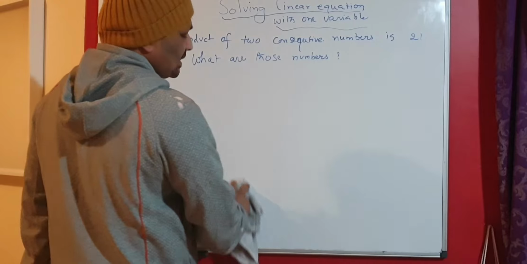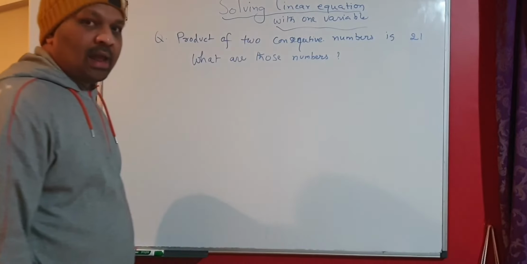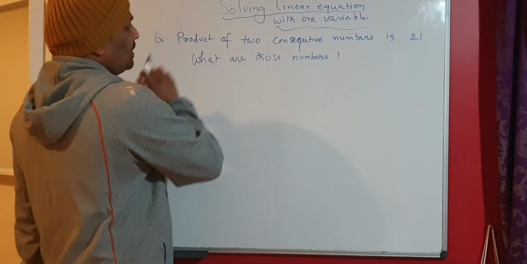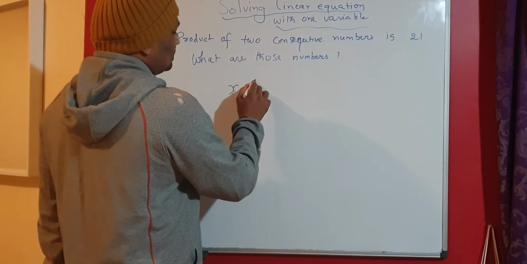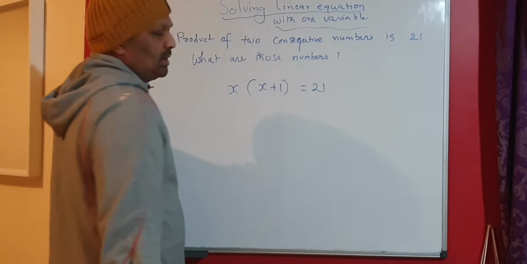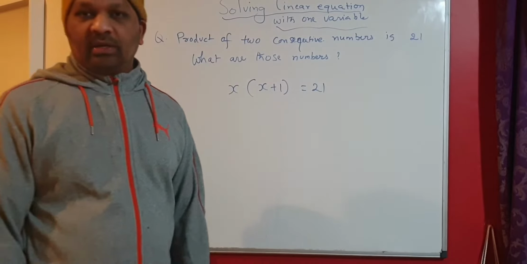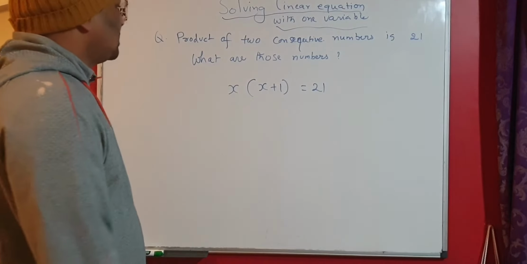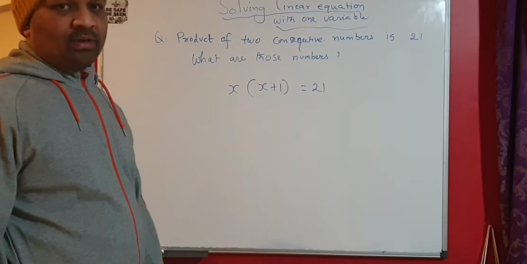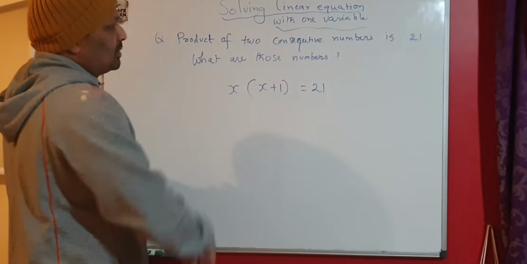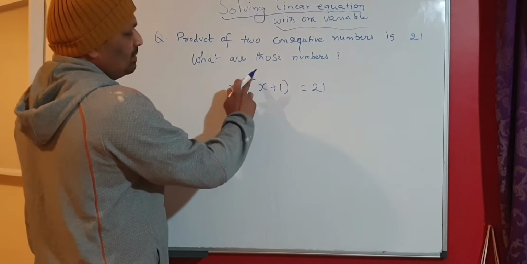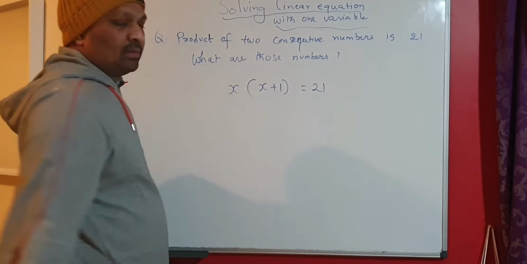Previously, we thought x is one number and x plus 1 is the consecutive number to it. Let's try to see the product of those two numbers. x into x plus 1 equal to 21. Isn't it? Because earlier I said the sum of the two consecutive numbers is 21. This time I am saying the product of two consecutive numbers. So because it is a product, I put a multiplication between x and x plus 1.